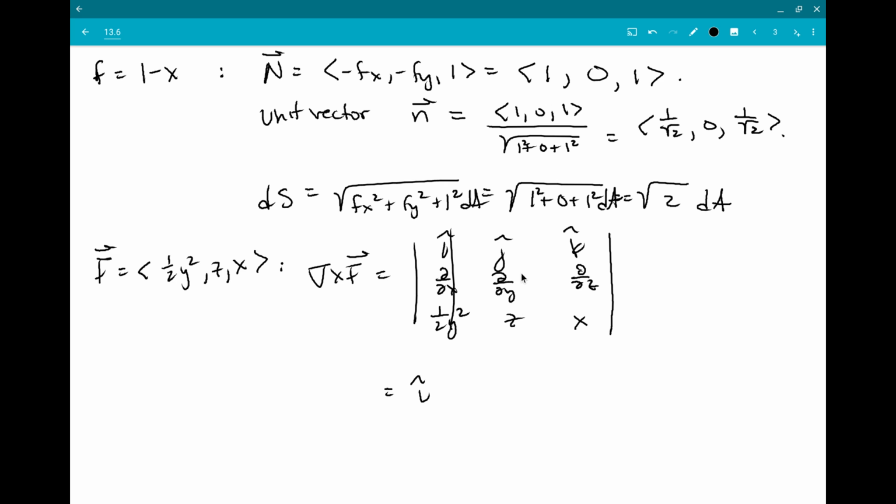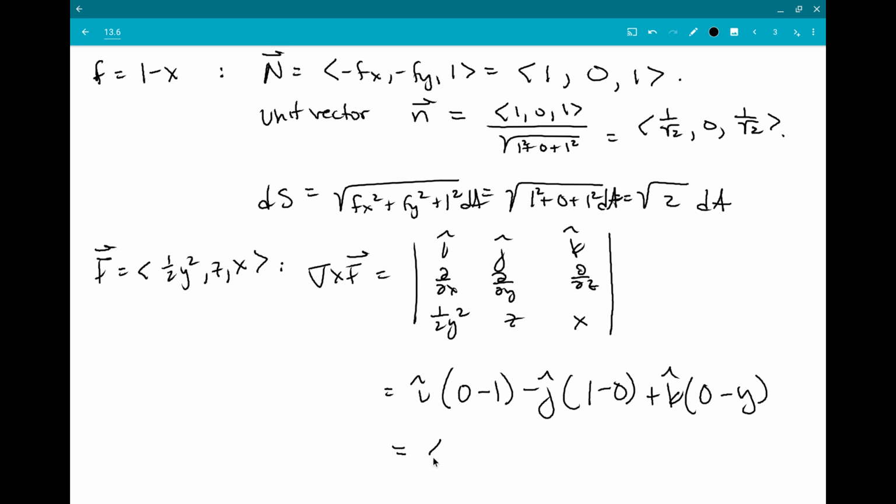So I'm going to get i hat should be d dy of x, that's 0, minus d dz of z, that's 1. So I'll get 0 minus 1. I always remember to subtract my j hat. And then that should be d dx of x, that's 1, minus d dz of 1/2 z squared, that's 0. Plus my k hat, that's d dx of z, 0, minus d dy of 1/2 y squared, that's y. So I'll get 0 minus y. So my del cross f is minus 1, minus 1, minus y.